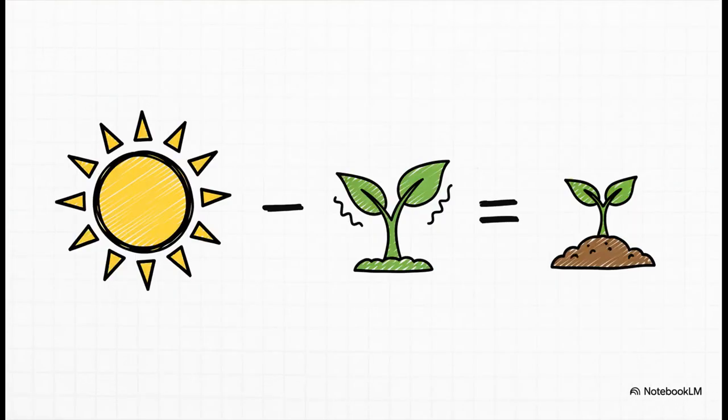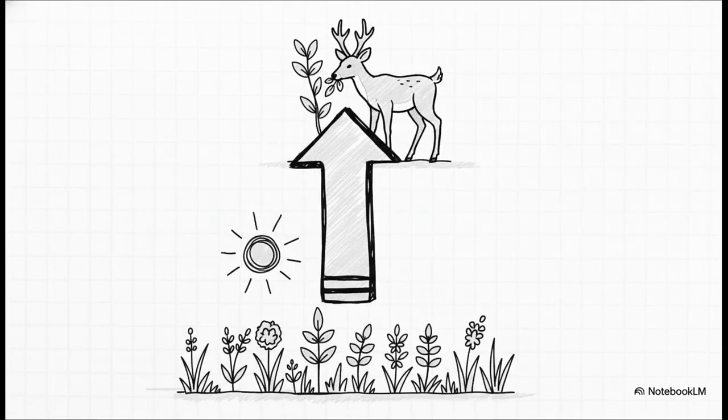And here it is, the whole concept boiled down into one simple but really powerful formula. You take the total energy captured, that's gross productivity. You subtract the energy it used just to live, that's respiration, and what you're left with is the net productivity. This little equation right here is the key to understanding how energy flows through any ecosystem. It's that straightforward.